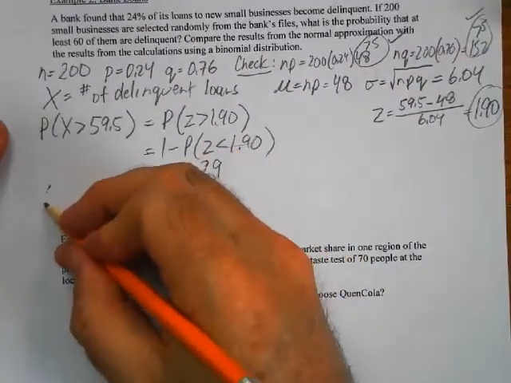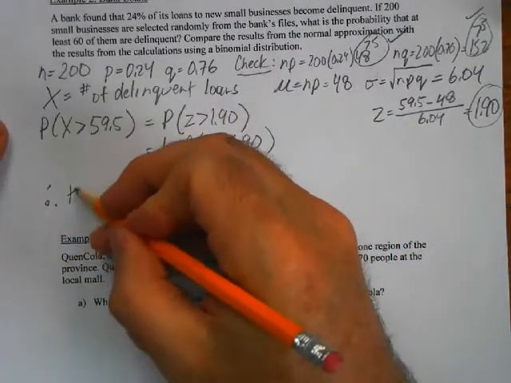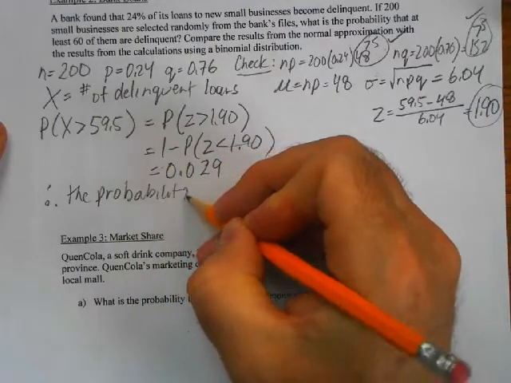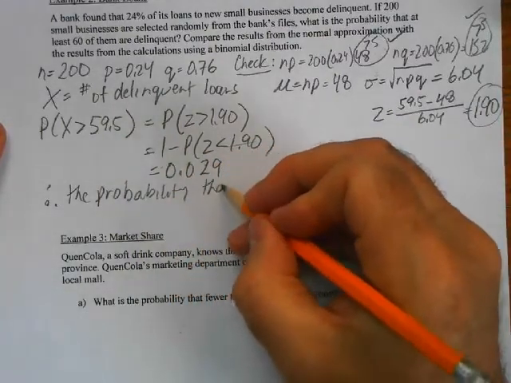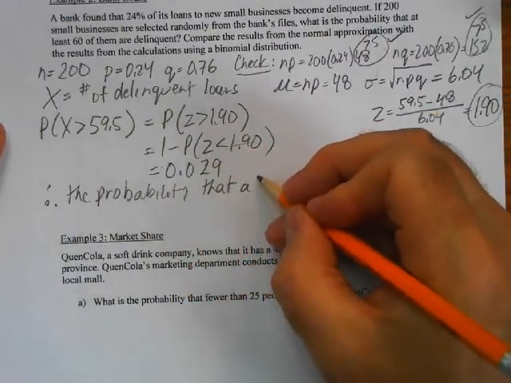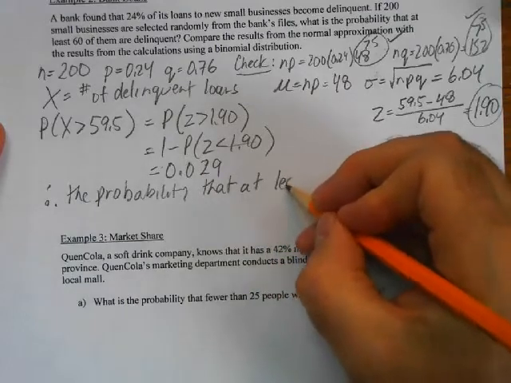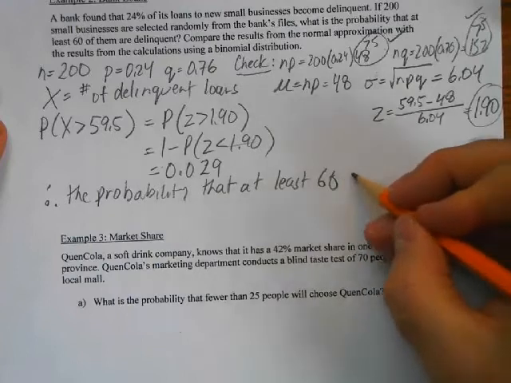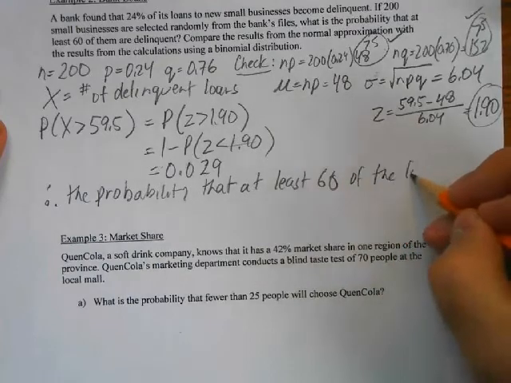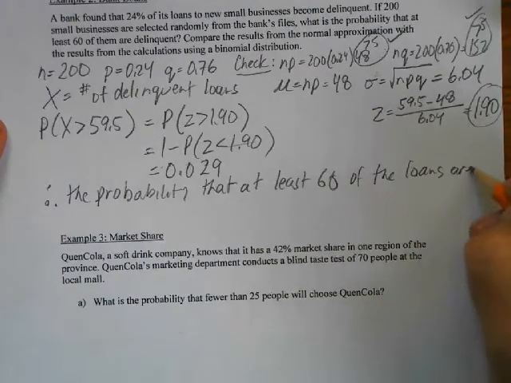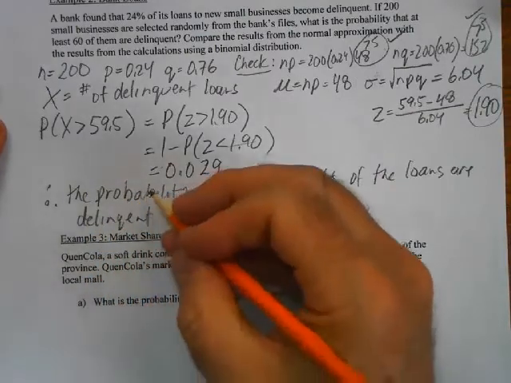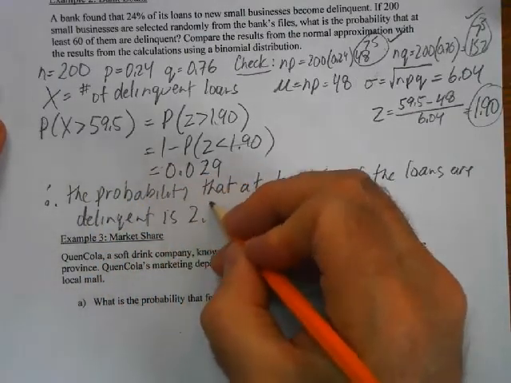So that means, therefore, the probability that at least 60 of the loans are delinquent is 2.9%.